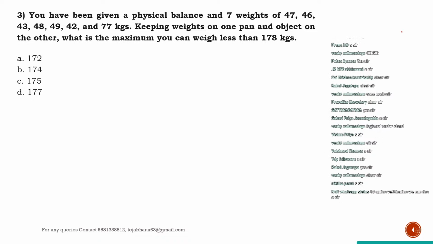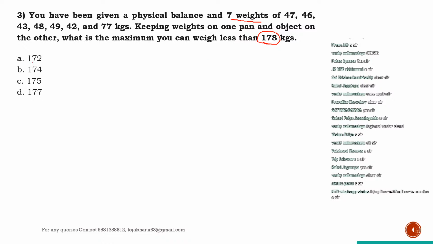Yes, by option verification also we can do it, no doubt. Previous question. Now, have a look. You have been given a physical balance and 7 weights. We have to form a weight which is less than 178 kg.